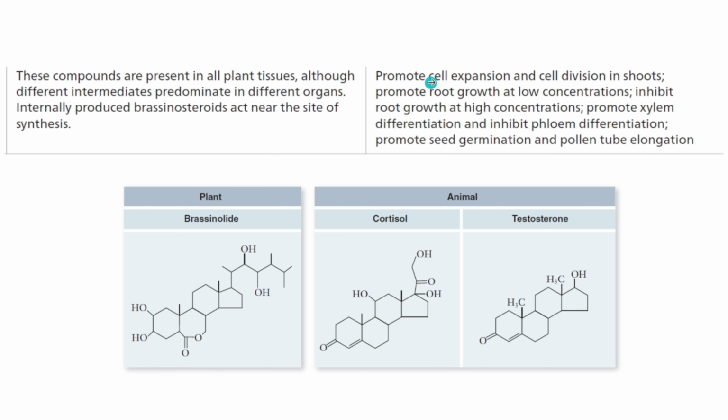So normally they promote cell expansion and cell division, and induce cell elongation and cell division in stem segments and seedlings at low concentration. They promote shoot growth at low concentration, but inhibit root growth at high concentration. They promote xylem differentiation, but inhibit phloem differentiation, and also can promote seed germination and pollen tube elongation. Okay, so this is the final hormone.